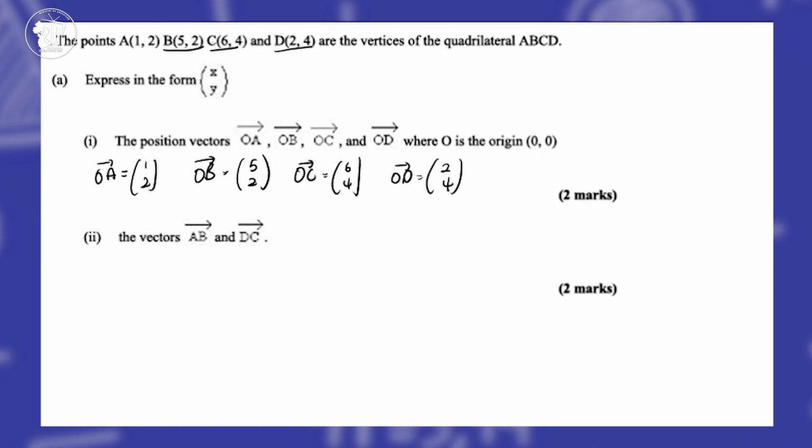The next part says to express in the form (x, y) the vector AB. So to get the vector AB, I'll have to use the ones that I'm given here. In order to get the vector AB, I'm moving from the point A to B. So I can move from A to O and then O to B. The whole point of getting the vector AB is that I must complete a triangle.